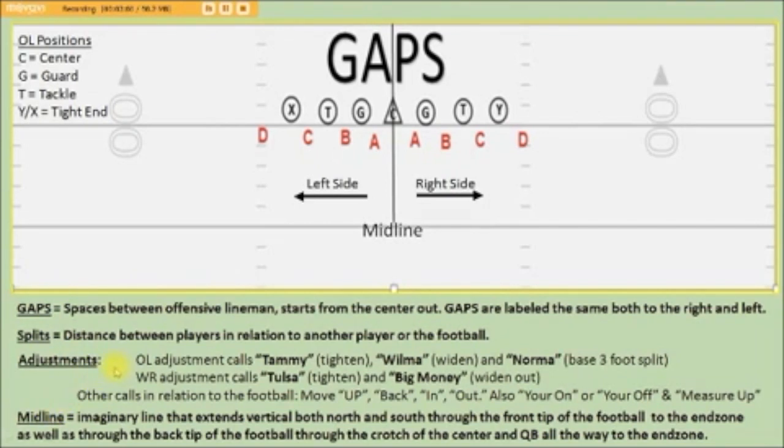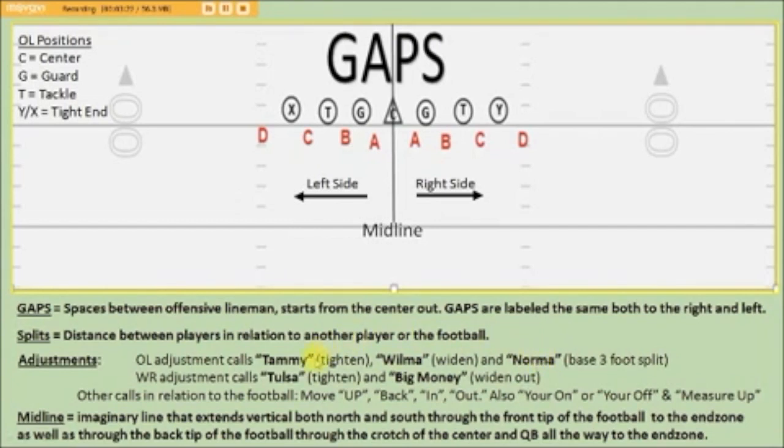Last thing we need to talk about on this slide is adjustments. Adjustment words for offensive line, we have Tammy, Wilma, and Norma. We got 3 terms. And I always tease the guys, I tell them I dated 3 girls in high school, Tammy, Wilma, and Norma. And Tammy was tiny, Wilma was wide, and Norma, she was just normal.